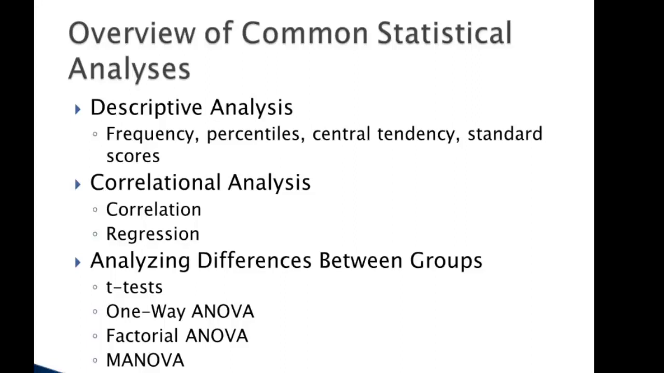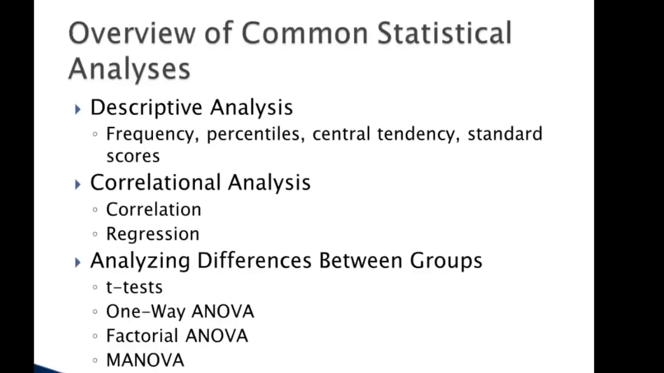So those are an overview of some of the more common statistical analyses that you will have to choose from as you're making your decision process. So once you've identified your question, and again, based upon this slide, if you have a descriptive research question, you're probably going to choose one of the techniques from descriptive analysis. If you've got a correlational research question, you're probably going to choose something from the correlational analysis. And then if you've got a cause and effect or group differences question, you're going to choose one of the analyzing differences between groups options. So that's our first step.